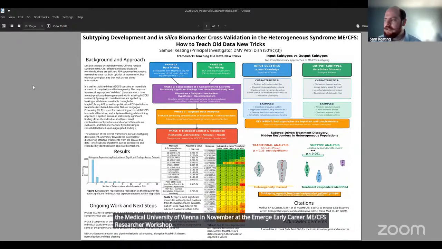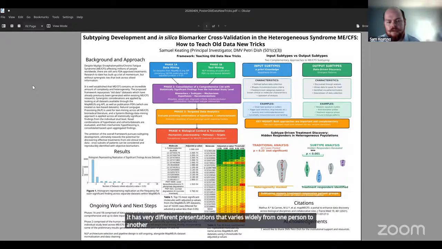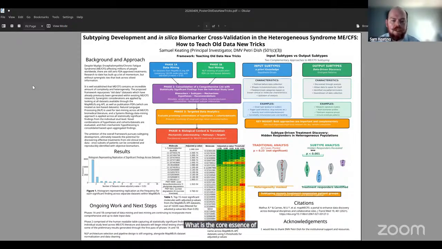And basically, this is a condition that is a very, very heterogeneous syndrome. It has very different presentations that vary widely from one person to another. Consistent with most syndromes, it's difficult to distill down the simplicity of what is the core essence of this condition or syndrome, because there's just so much variability and heterogeneity.